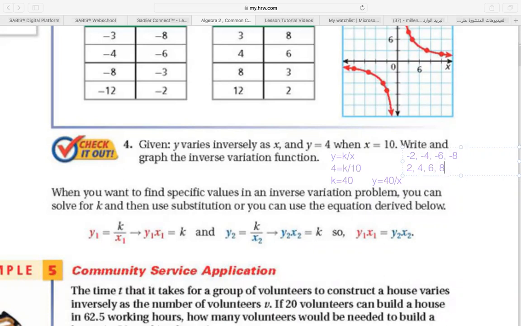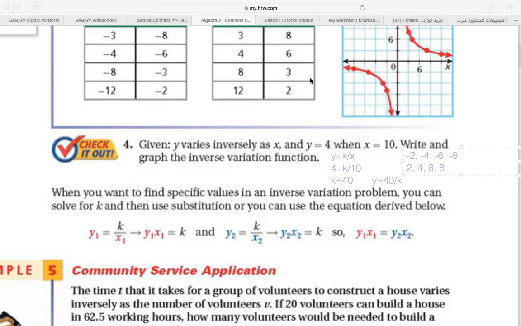So it will be 40 over negative 2. Then 40 over negative 4. Then 40 over negative 6. 40 over negative 8.